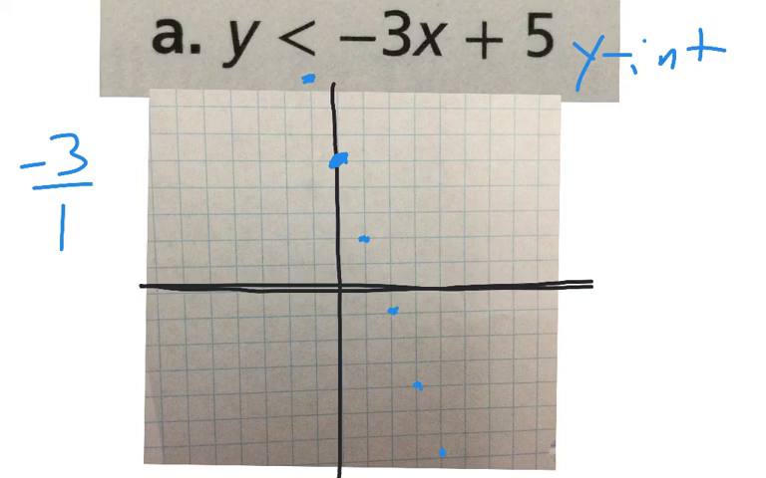Now I need to decide, should my line be solid or dotted? Dotted. Because there is no equal to sign. Remember, the equal to sign means include the line in my answer. But because there is no equal to sign, it's not part of our answer. So the way we show that, this is like the open circle. We show that by writing a dotted line.